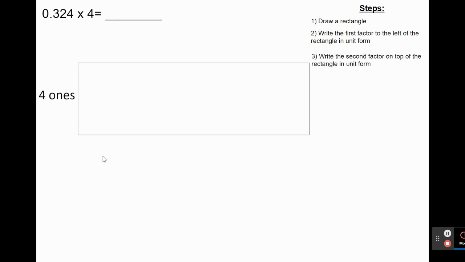Then I'm going to write the second factor on top of the rectangle in unit form, which means I'm going to take 324 thousandths and break it apart into each digit. So I'll write 3 tenths plus 2 hundredths plus 4 thousandths. Then I'm going to divide the box so that each digit is being multiplied by 4 ones.